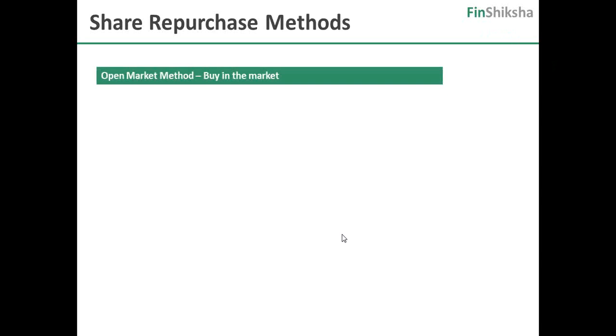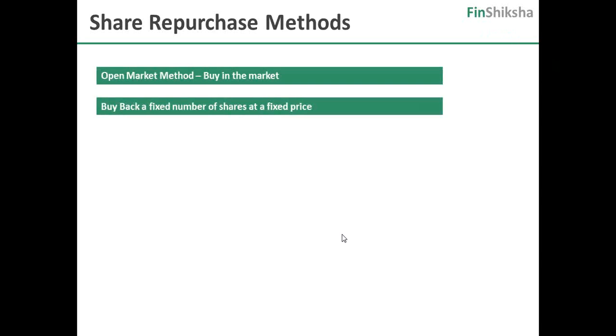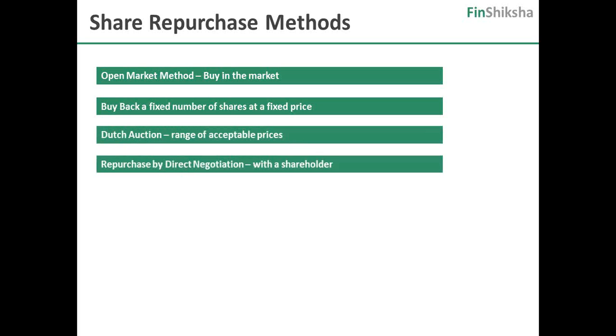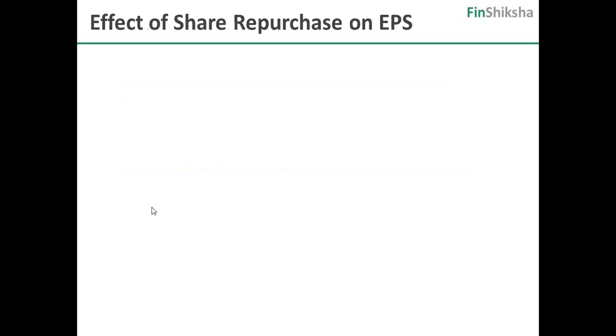Fine. The next bit that is important in terms of understanding buybacks is that there are various share repurchase methods. You could have open market, which is buy in the market. You could buy a fixed number of shares at a fixed price. You could have a range of acceptable prices, which is called a Dutch auction. Or you could repurchase by direct negotiation with a specific shareholder. Understand these concepts, they could be used somewhere.